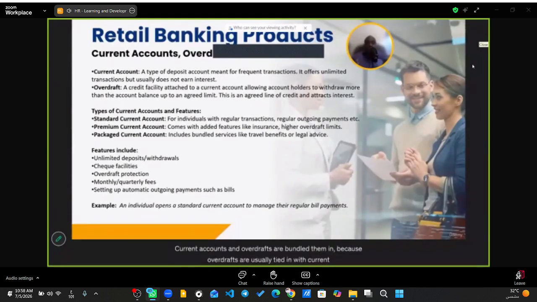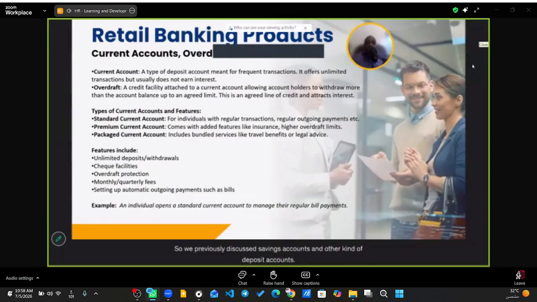I bundled them in because overdrafts are usually tied in with current accounts and no other kind of account. So just mention them briefly. Current account, a type of deposit account meant for frequent transactions. It offers unlimited transactions, but usually does not earn interest.